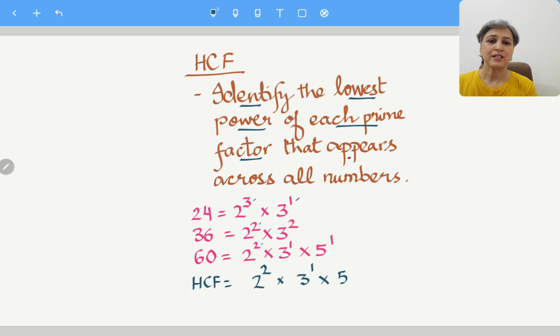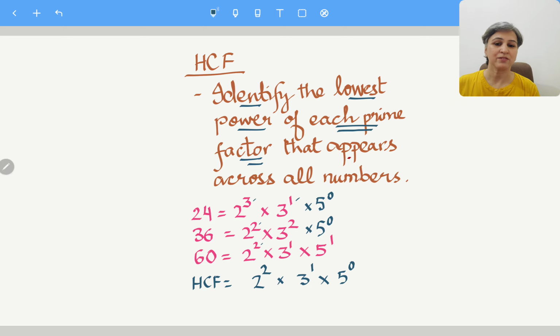Now 5, it says here the lowest power of each prime factor, but we see that we do not have a 5 factor here, or for 24 either. So what do we do? So that the number doesn't get changed, we multiply it by 5 to the power 0. We multiply 36 also by 5 to the power 0. That would not make any change to the number. However, we get 5 as a prime factor for all the numbers. Now we look at the lowest power of 5. That will be 0 here.